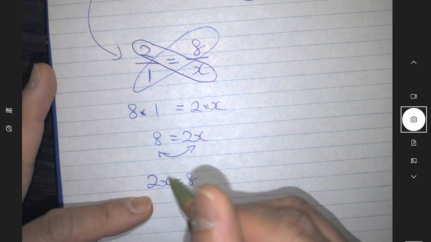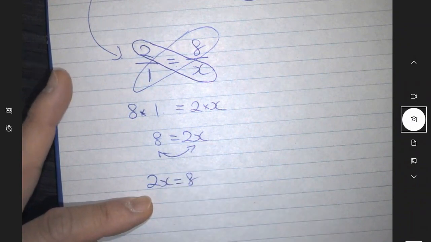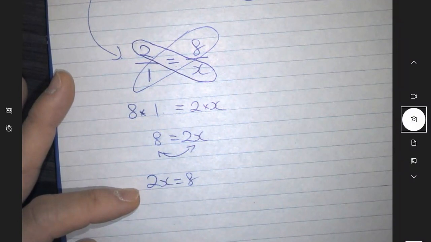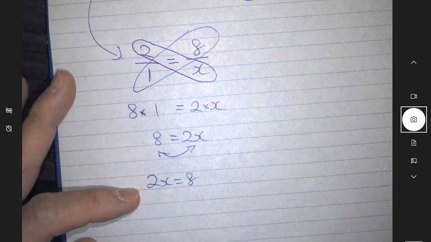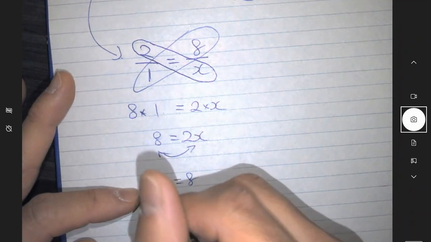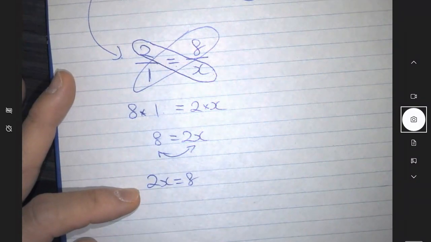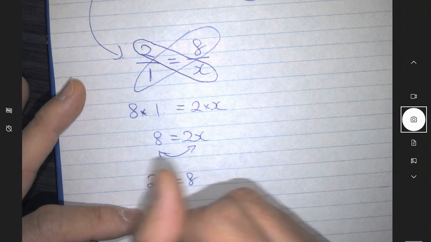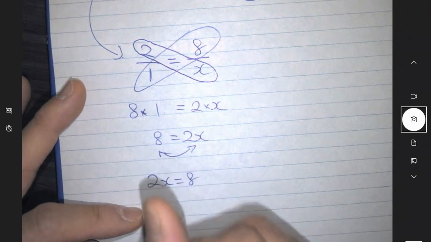Now 2 times x equals 8. So how do you get just x by itself? How can you get rid of this 2? What would be opposite of multiplication? Division. Okay. So 2 times x, so you do an opposite of that. So you would do 2 times x divided by 2.